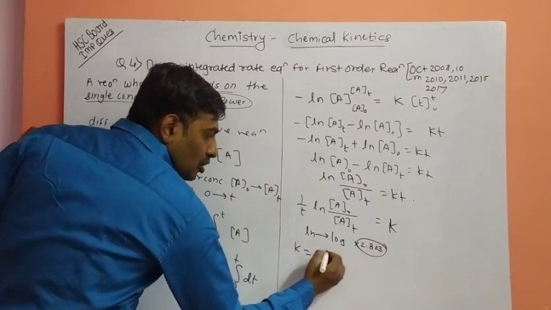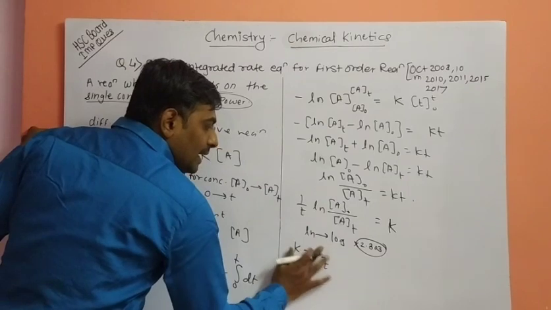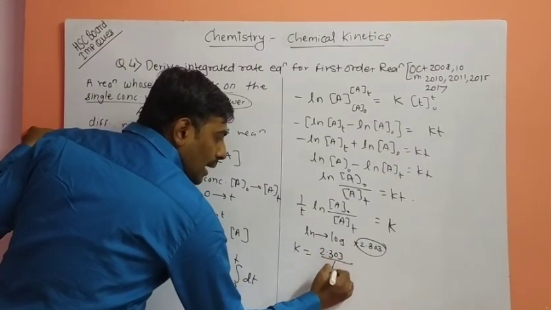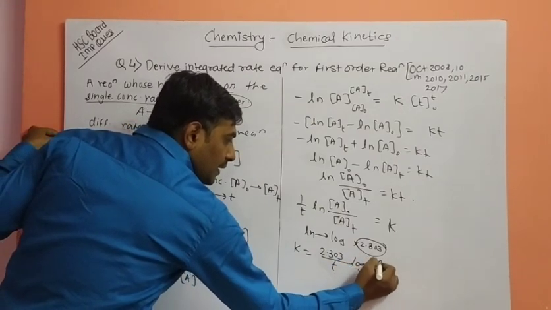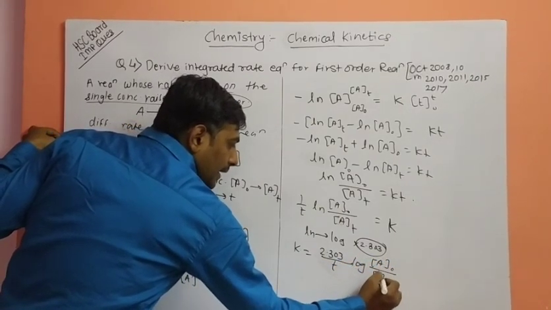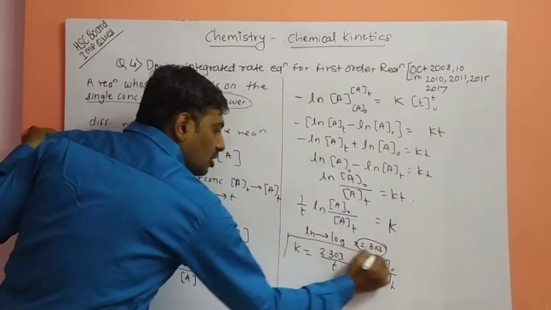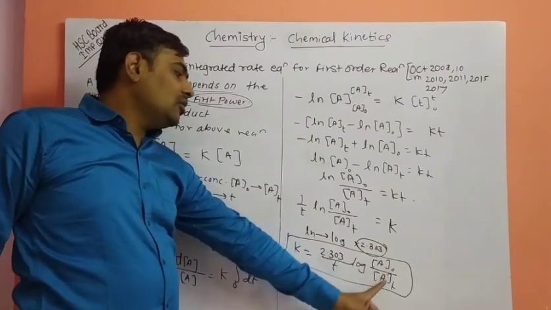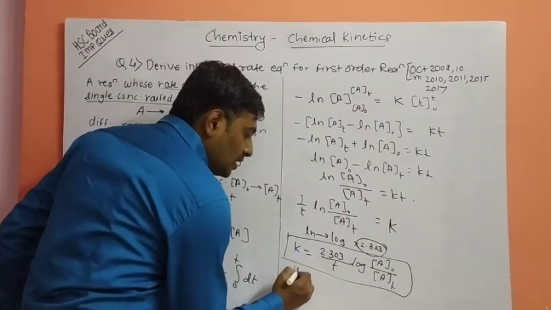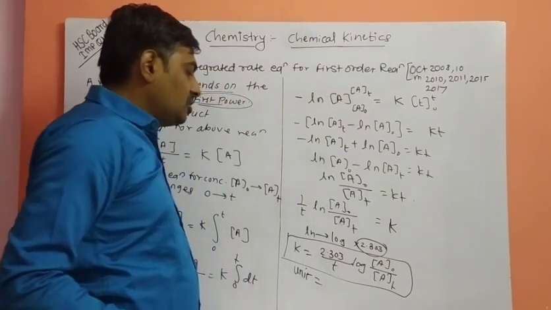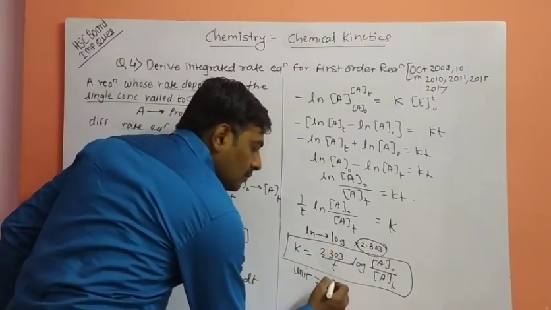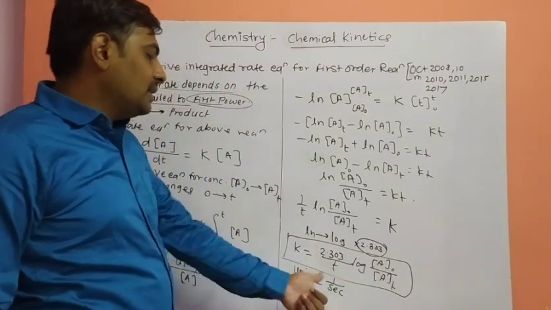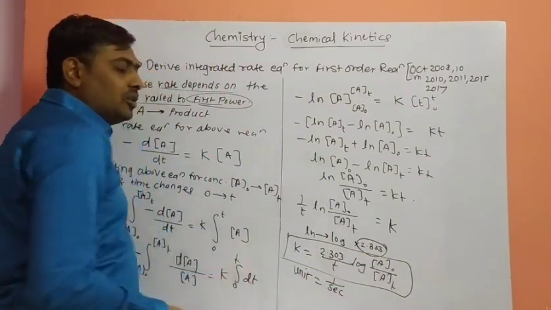K is equal to 1 upon t, or we can directly multiply here 2.303 upon t log of A0 upon At. So this is your first order reaction. And what is the unit of the first order reaction? Time has the unit second, concentration will get cancelled. So what is the unit for the first order reaction? 1 upon second, and the concentration gets cancelled. So per second we can say is the unit for the first order reaction.